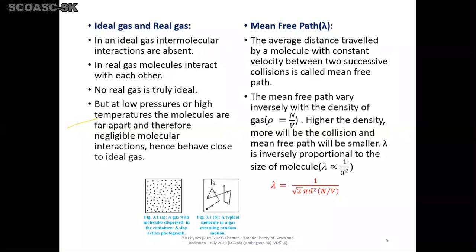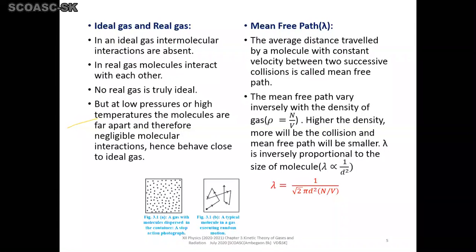And if I'm talking about a molecule, they are having Brownian motion, they are moving at random. So I'm interested in a quantity called the mean free path. Now, what is the mean free path? It is the average distance traveled by a molecule with constant velocity between two successive collisions, right?